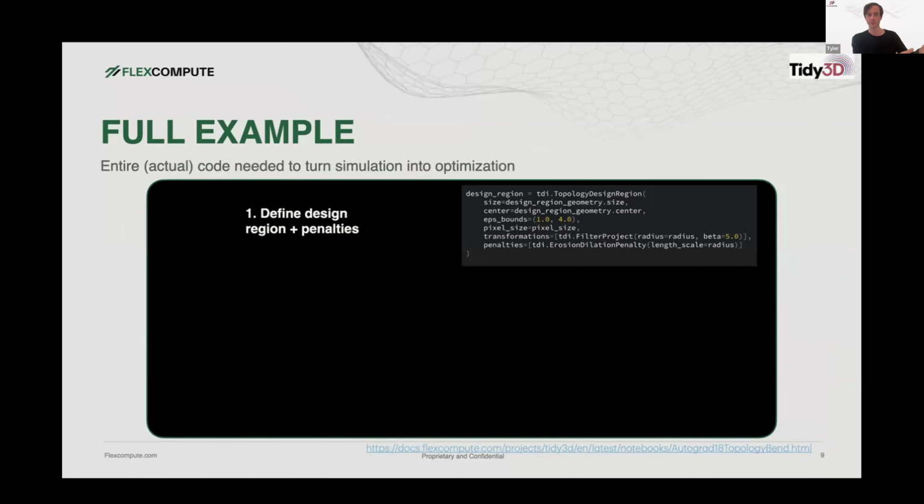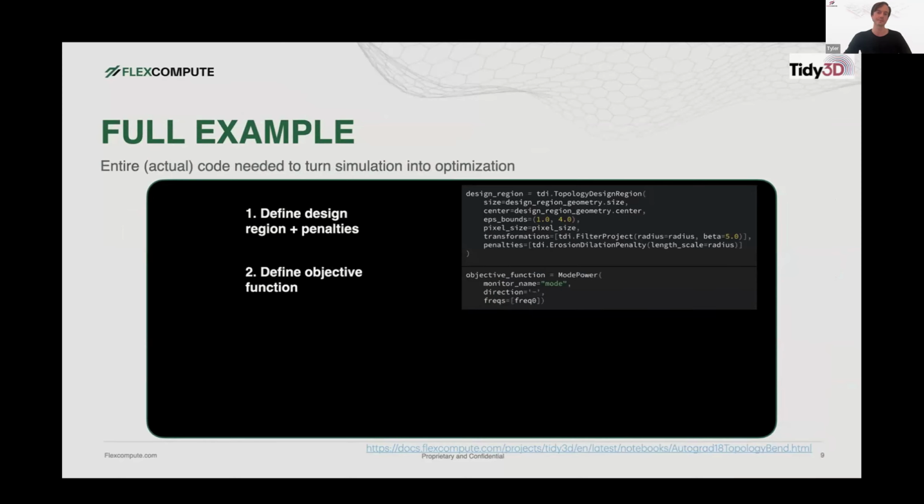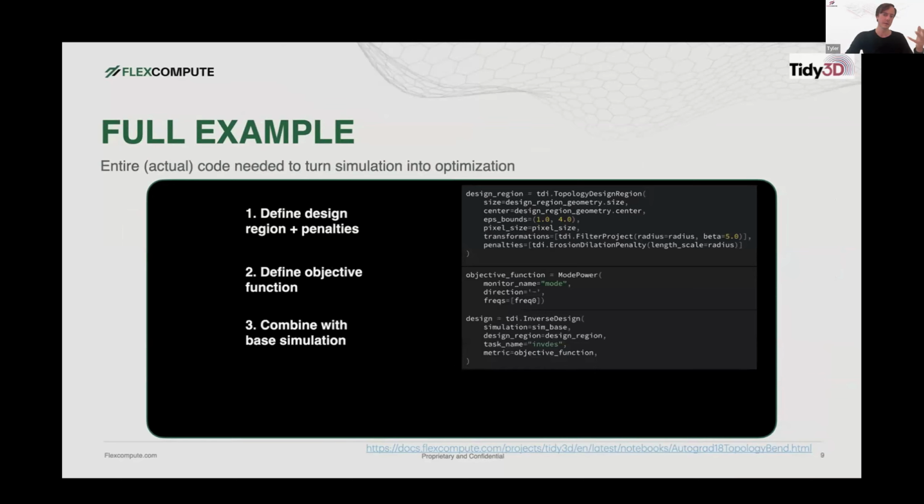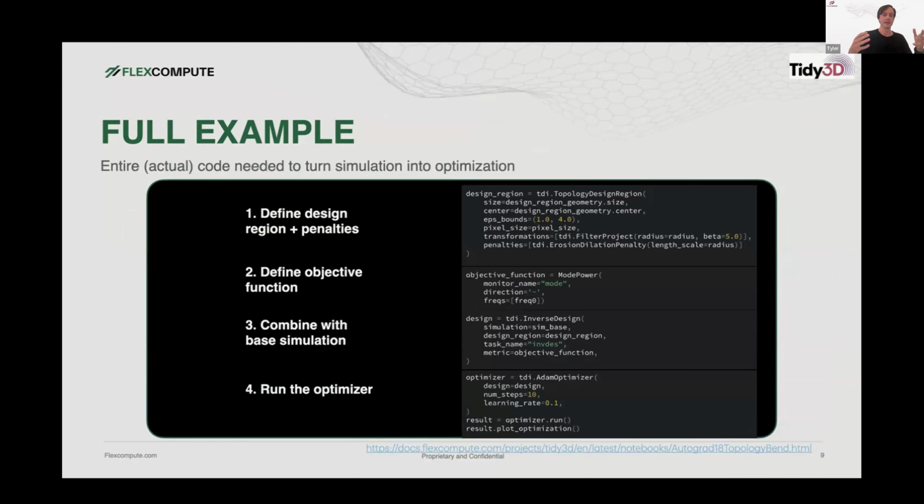And there's a notebook on our website. You can run this example later if you want. So this is all the code needed. So you set up the design region and the various penalties and transformations you want to do on the parameters. Define your objective function. Combine everything together with your base simulation. And then just create an optimizer and run the optimizer.